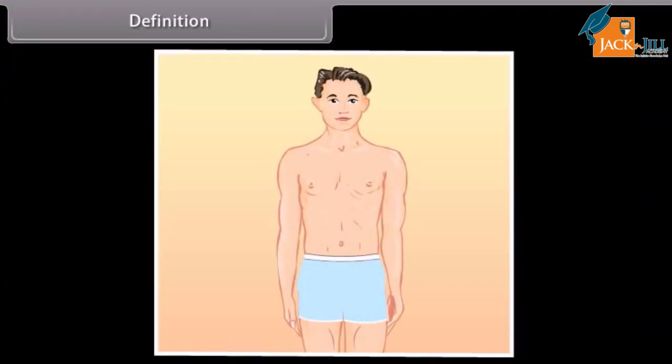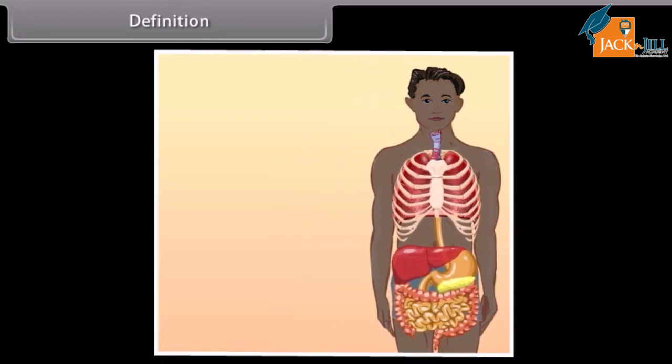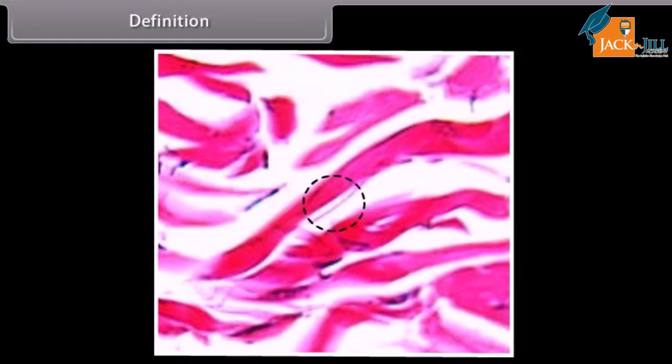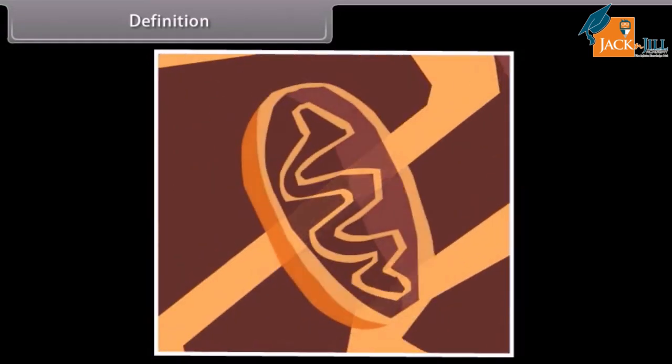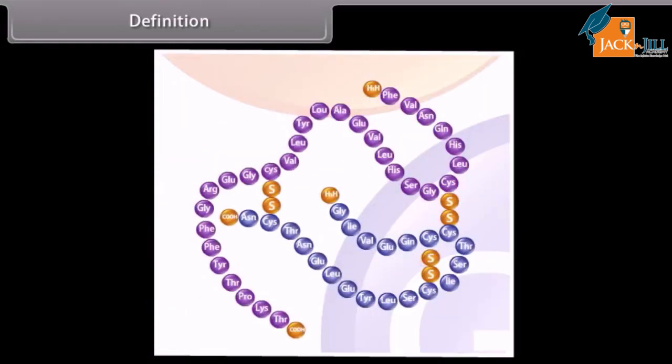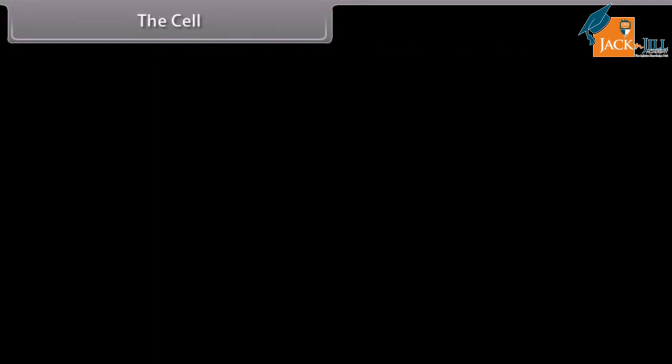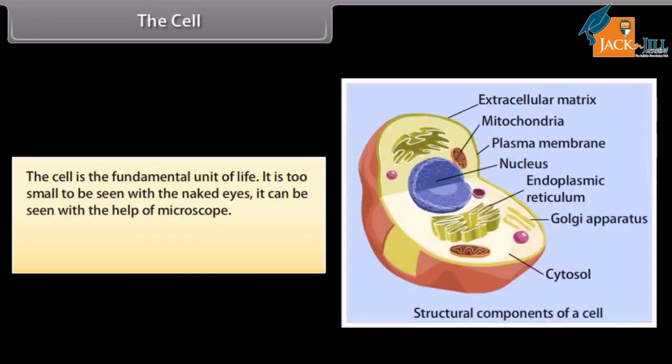Biomolecules are related to the living organisms in the sequence living organism, organs, tissues, cells, organelles, and biomolecules. The cell. The cell is the fundamental unit of life. It is too small to be seen with naked eyes. It can be seen with the help of a microscope. Cells are packets of chemicals essential for life.